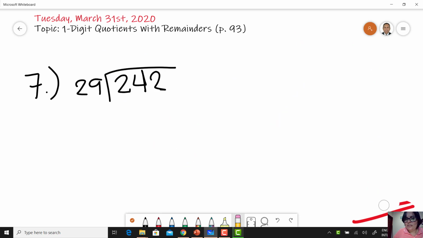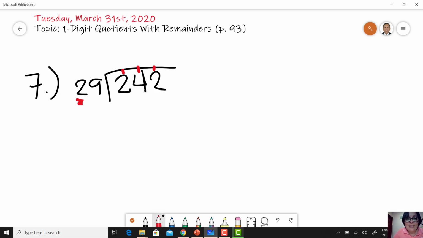Number 7 says 242 divided by 29. So how many numbers do we have in here? 2. So we are going to take 2 in here. What is the problem? 24 is less than 29, so we have to take another one. So what number in here can you multiply by 29 that is going to be 242 or close? We don't know the timetable of 29, right? So we have to use the trick. What trick? Using only number 2 just to find out what number is going to be there.